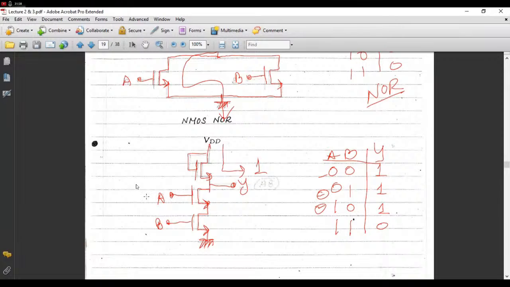But if both of them are 1, then what? That means these two NMOSs are on, and as a result electricity will flow from VDD towards ground directly, and we get a value of 0 here. Understood? Yes, sir.